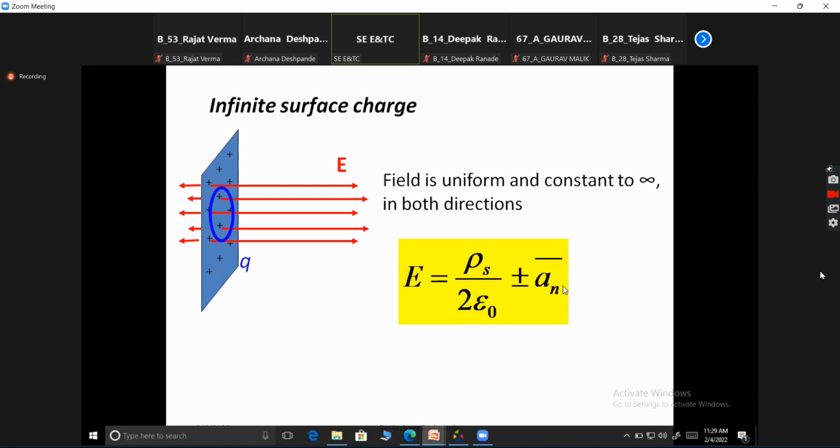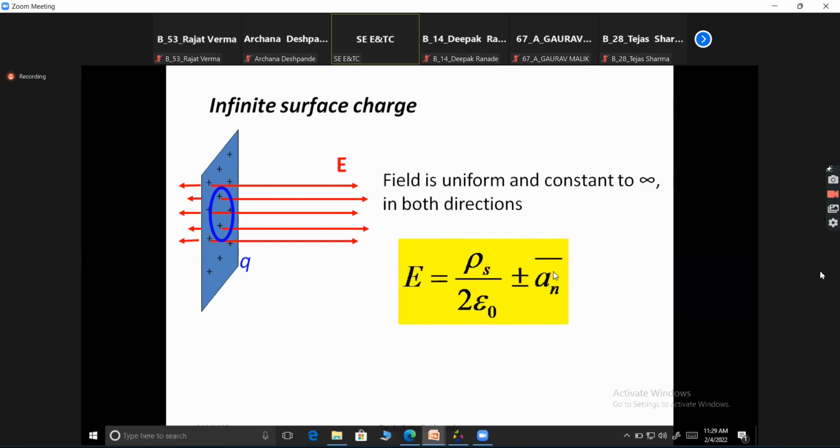See, an is a unit vector. So here, just refer to this diagram. You can see this red arrow, which represents the direction of the electric field intensity leaving this charge. One is on the right hand side, another is towards the left hand side. But both are perpendicular to the surface, meaning normal to the surface. So an is the normal direction.